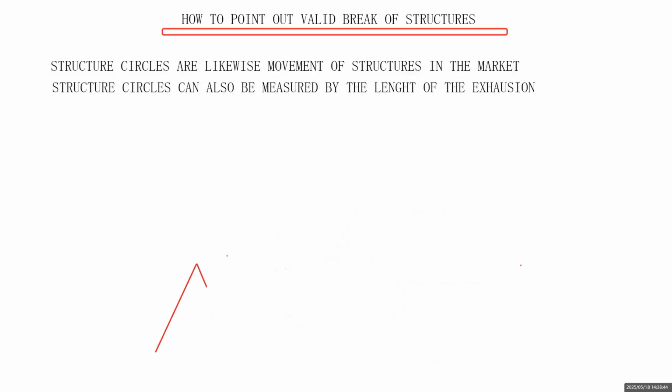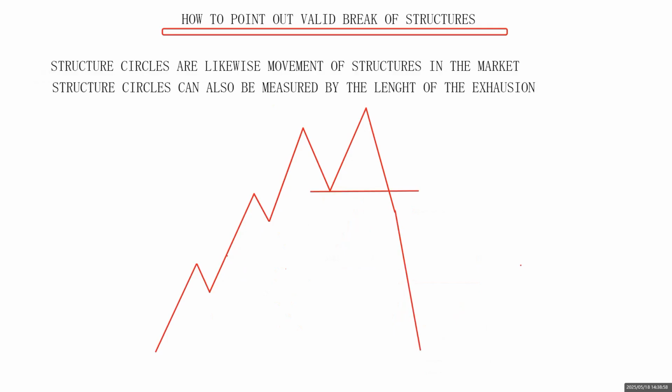One very important thing about structure circles that we need to learn is that a break of a big structure circle, you can see this structure circle is bigger than the others, a break of a big structure circle affects all of the likewise structure circles behind it. We can see all these ones are smaller, but this big one has affected all of these smaller ones behind it. So this is very important when it comes to the knowledge of structure circles.